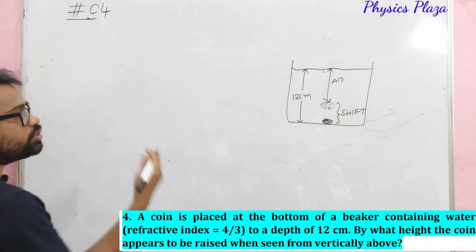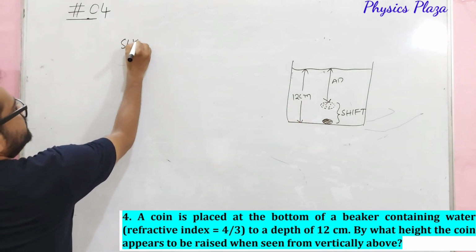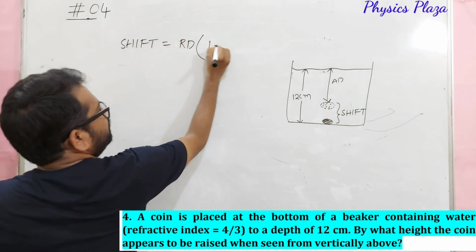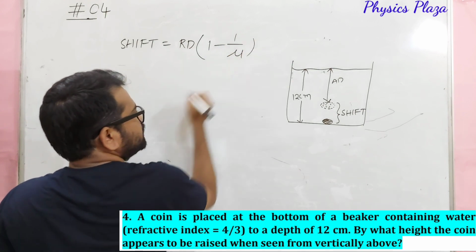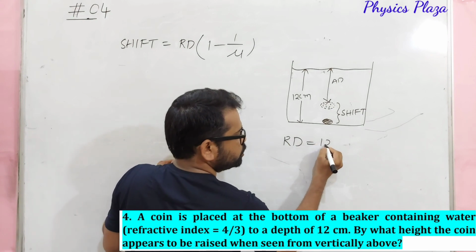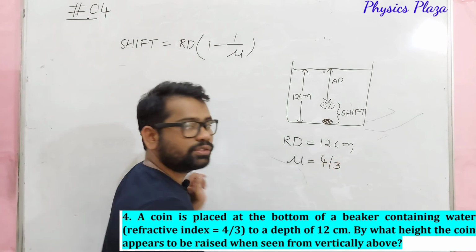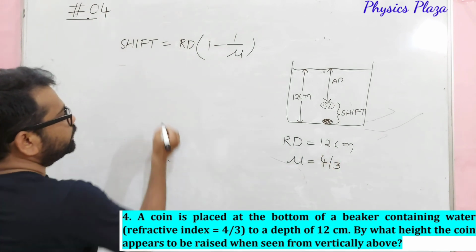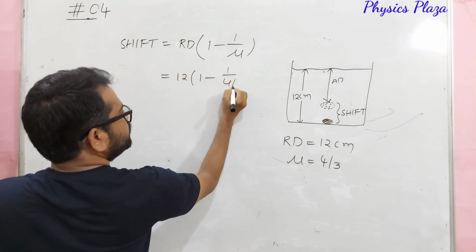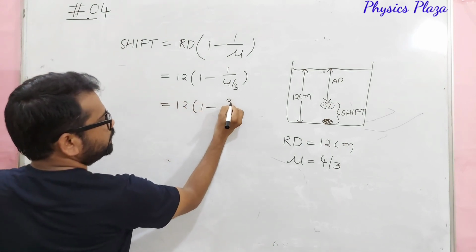So dear children, here how shift is related to the real depth? Children, we have this formula. Shift is equal to real depth into 1 minus 1 by mu. So according to the question, dear children, real depth is given as 12 centimeters, whereas refractive index of the water is given as 4 by 3. Now you substitute these values in this, then you will get 12 into 1 minus 1 by 4 by 3. So this can be 12 into 1 minus 3 by 4.